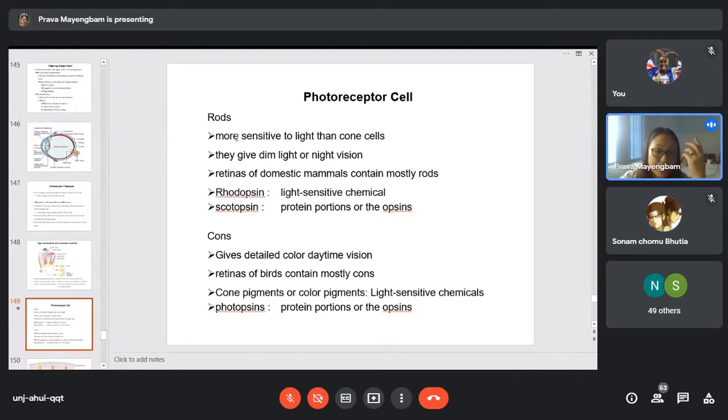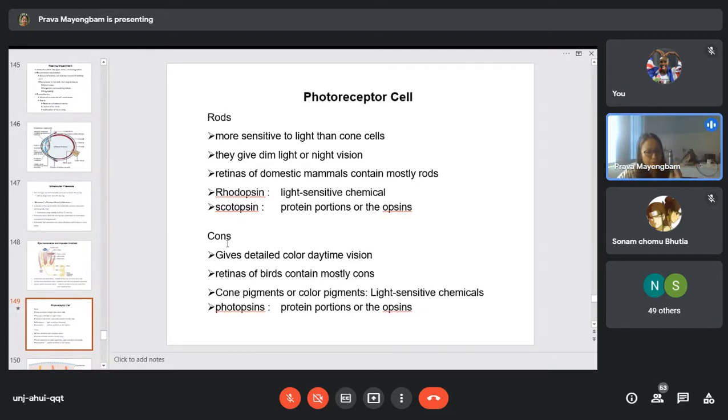Okay, then it has two portions. One is rhodopsin and scotopsin. The rhodopsin is the light sensitive part, and the scotopsin is the protein portion. Or they are also called opsins. So rhodopsin is the light sensitive part, the pigment which is sensitive to light, and the scotopsin, that is an opsin, is the protein portion of the rods.